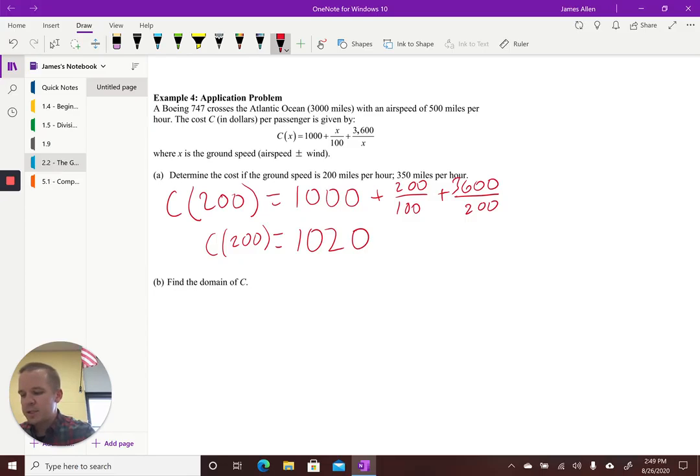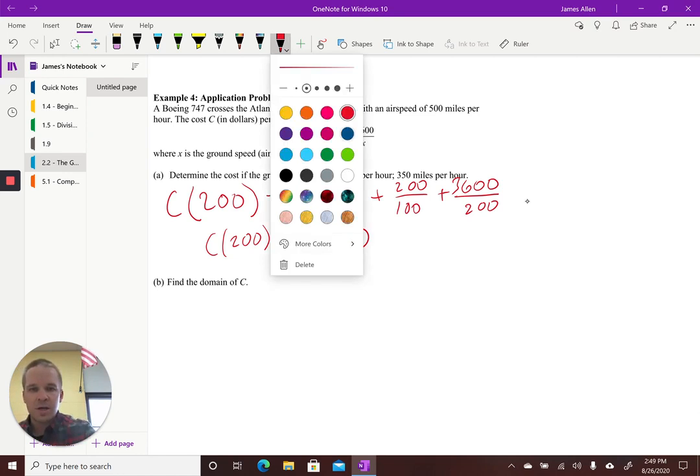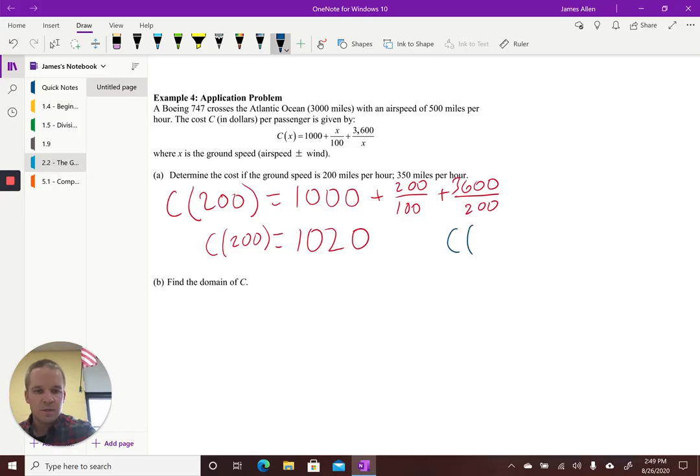Now, what if we up that to 350? So same idea, but I'm plugging in 350. I'll change markers here real quick. So C of 350, when I plug that all in, I end up with 1,013.7857, so we'll call it 0.8. That'll be my cost per passenger. All right. There we go, just a little bit of substitution.